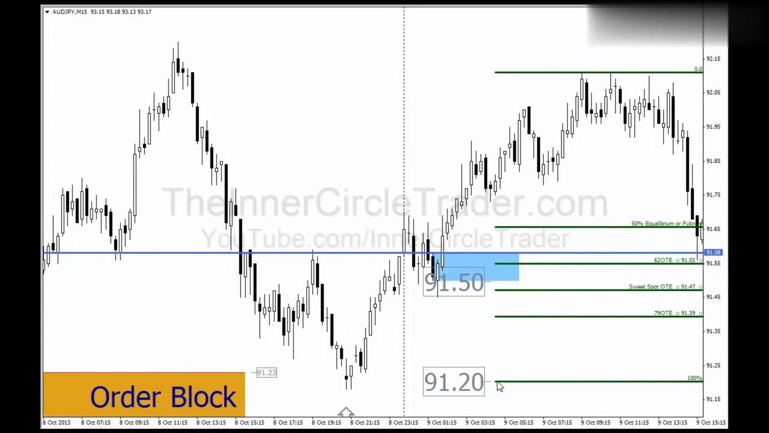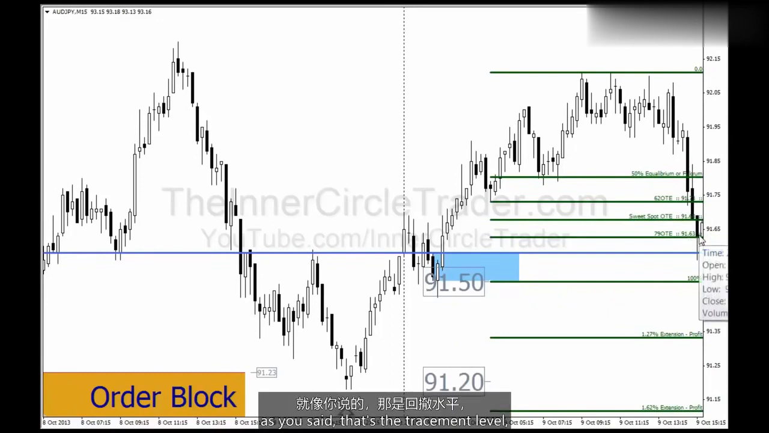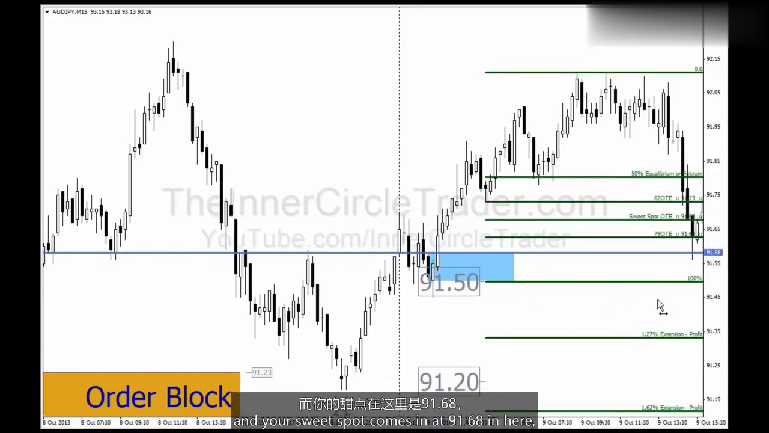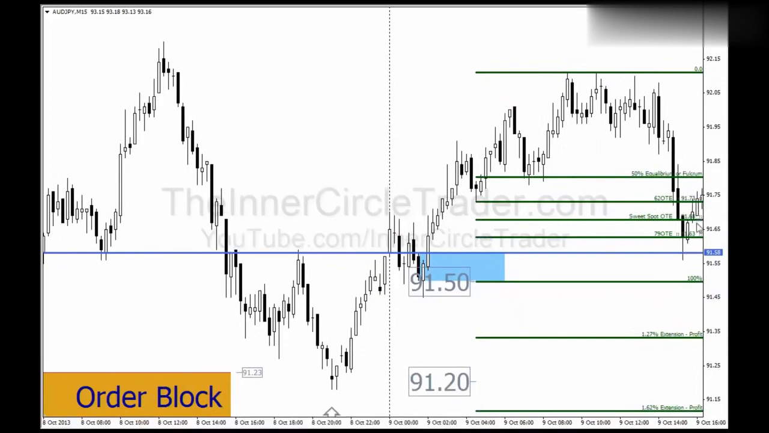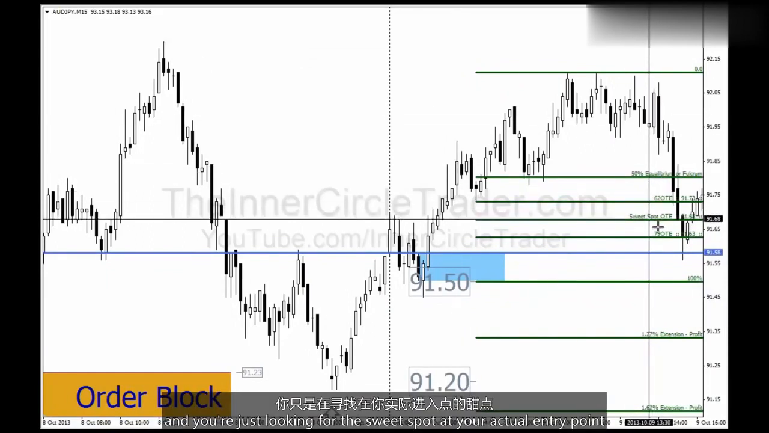If you were utilizing the 91.50 level, they're calling for 91.63 as your 79% retracement level, and your sweet spot comes in at 91.68 in here. So anywhere in here would be a nice buy. And assume for a moment you use that one, and you're just looking for the sweet spot as your actual entry point.